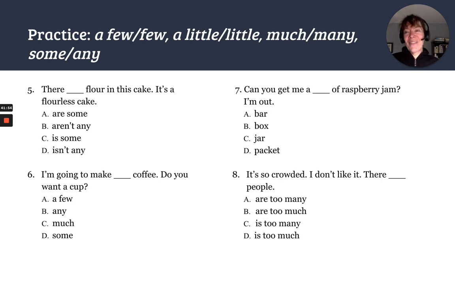Let's check. There isn't any flour in this cake. Flour is uncountable. It's a flourless cake. I'm going to make some coffee. Here, coffee is uncountable. It's a group thing. Right. Can you get me a jar of raspberry jam? It's so crowded, I don't like it. There are too many people.